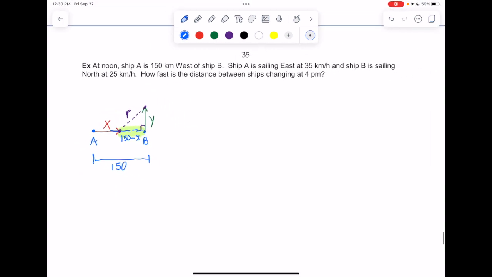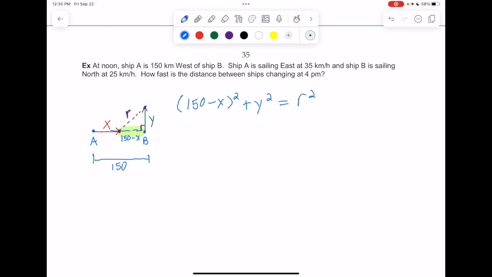So bringing that back out. So what's our equation then? It's still going to be the Pythagorean theorem, except this time, one of the legs of our triangle is 150 minus X. So we square that, plus the other leg of the triangle squared equals R squared. So there's a formula that relates everything together, where X is the distance A has traveled, Y is the distance ship B has traveled, and R is the distance between them.